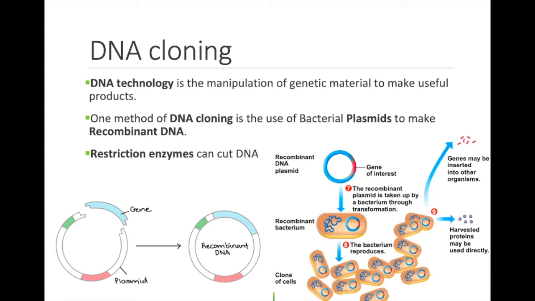So how do you get this gene actually into the bacteria? We have special enzymes called restriction enzymes, and those are the ones that actually cut the DNA. They cut it through both strands, but they don't cut it evenly.